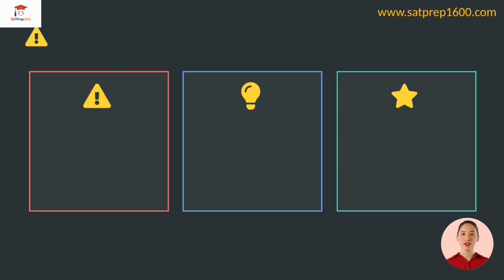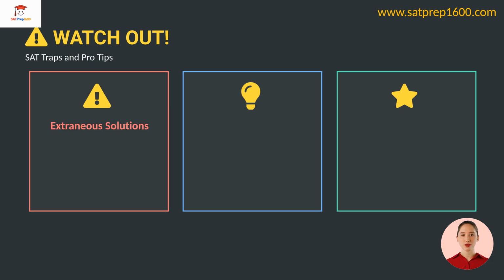Before you go, here are 3 traps the SAT loves to set with absolute value questions. First, extraneous solutions. Sometimes when you solve, one of your answers doesn't actually work when you plug it back in. Always check both solutions in the original equation.